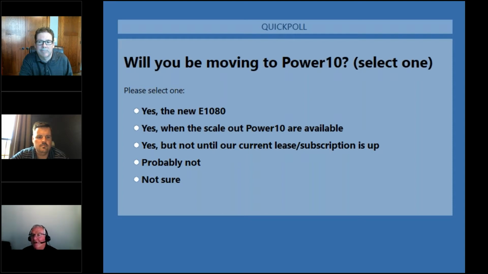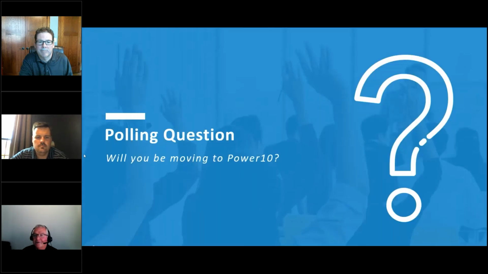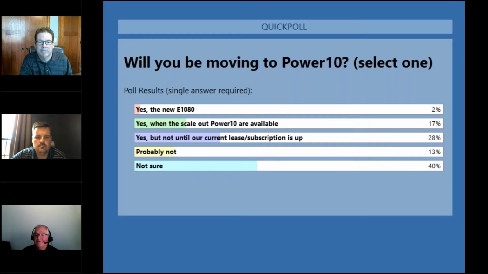And so let's take a look at our results here from our first polling question, and I'll share those up here for you right now. You should see those results. We have a few of you that are going to be moving to the E1080, so congratulations on that, I guess, to both you as a customer and IBM. Yes, 17% saying when we do the scale out, 28% yes, but not until our current lease or subscription, which is pretty typical, and then 30% probably not, and 40% not sure. Okay, well, let's see if we can answer some of these great questions about the Power10 technology.